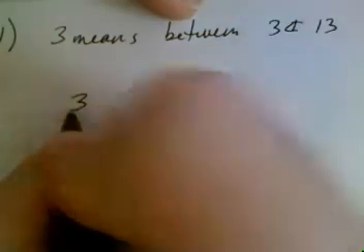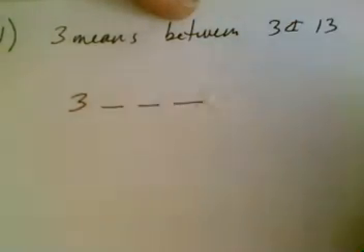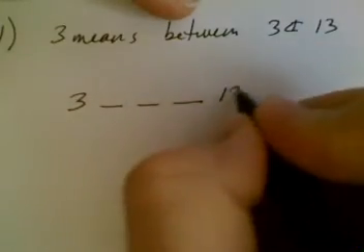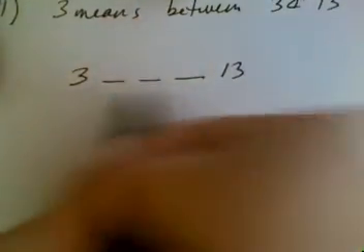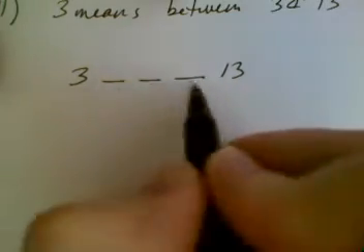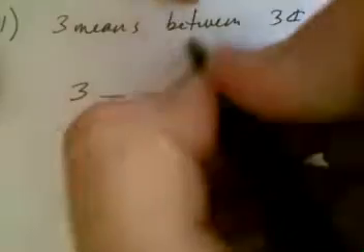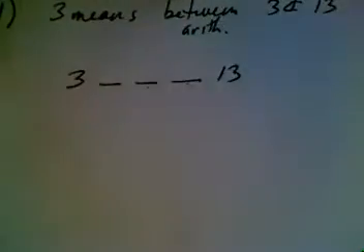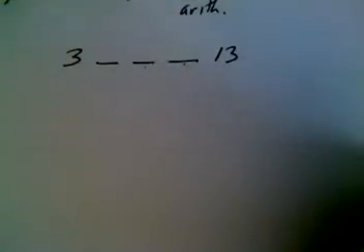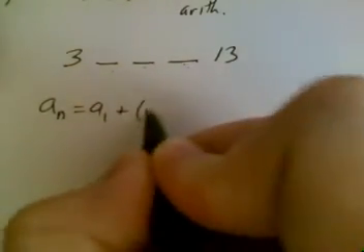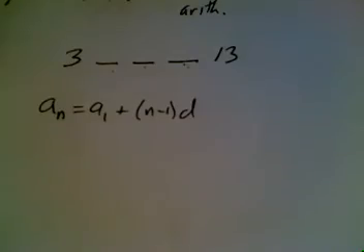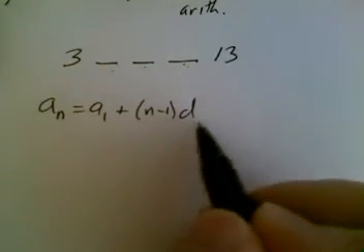If that's what I'm looking for, this is the way you should see it. You have a 3, you have 3 means in between that 3 and the 13. That's what you're looking for. I want to know what those 3 numbers are. If this sequence is consistent in terms of arithmetic, because they did say it must be arithmetic means, then what are those 3 numbers? There's a relatively straightforward way of doing this. I'm going to use that first formula, a sub n is equal to a sub 1 plus n minus 1 times d. The thing that I don't know is d.